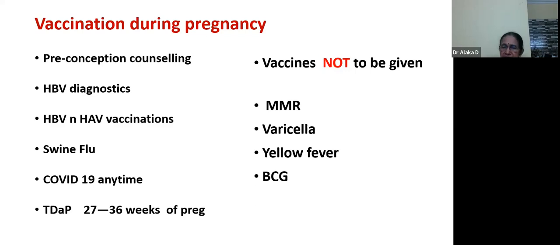Vaccines not to be given during pregnancy are MMR, varicella, yellow fever, and also BCG.